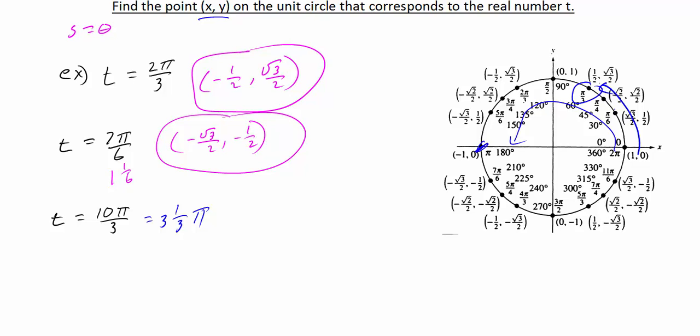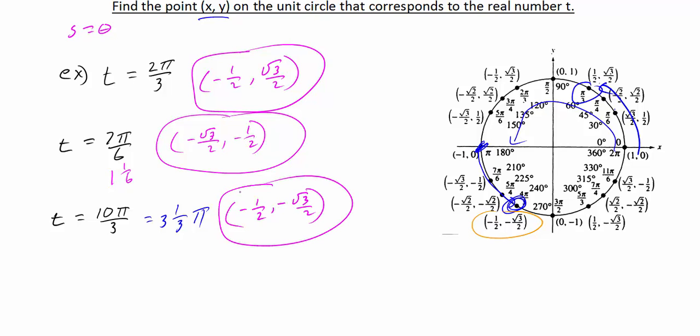So if we're over here at this point, then we need to go 1/3. So we're going to go to the third dot. So we're going to rotate to here, which would be 10 pi over 3, or the 3 and 1/3 pi. And then, of course, we would have this as our x and y coordinate: negative 1/2, negative square root of 3 over 2. So the first thing is you got to make sure you locate the real number or the angle, and then we can easily identify the x and y coordinate.